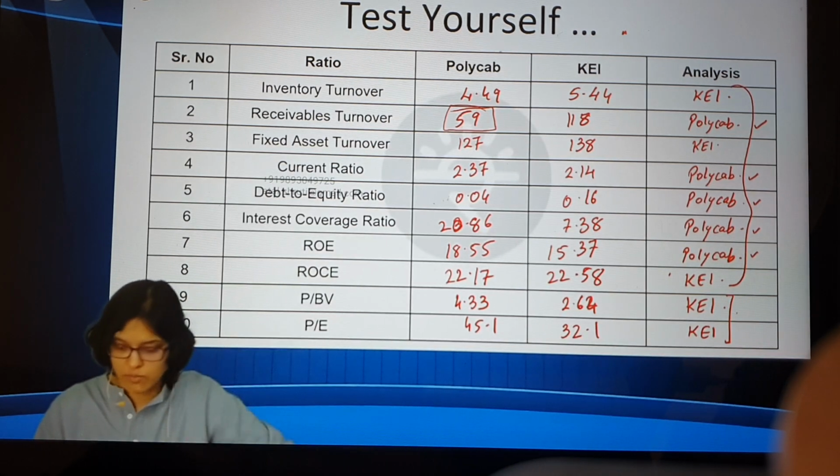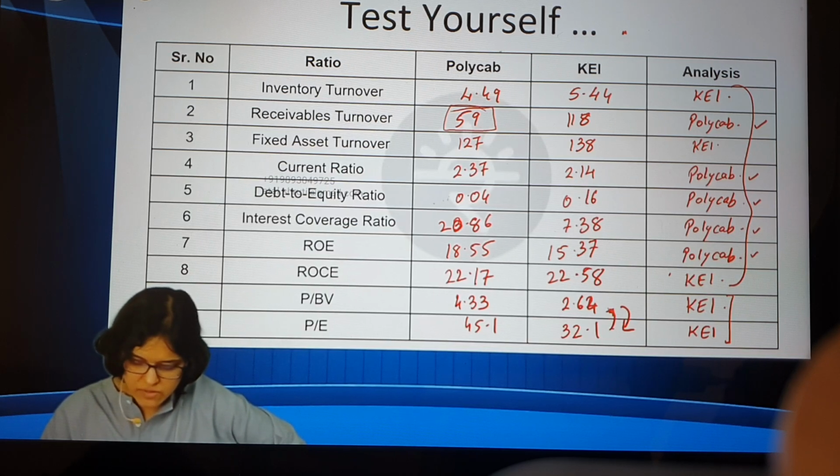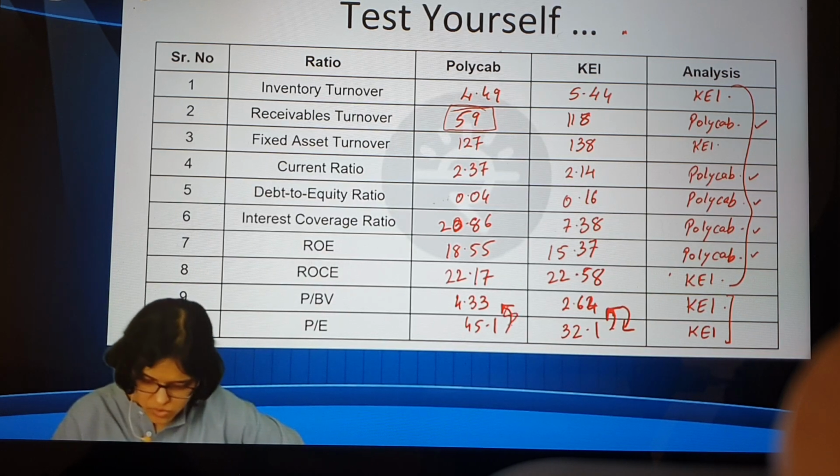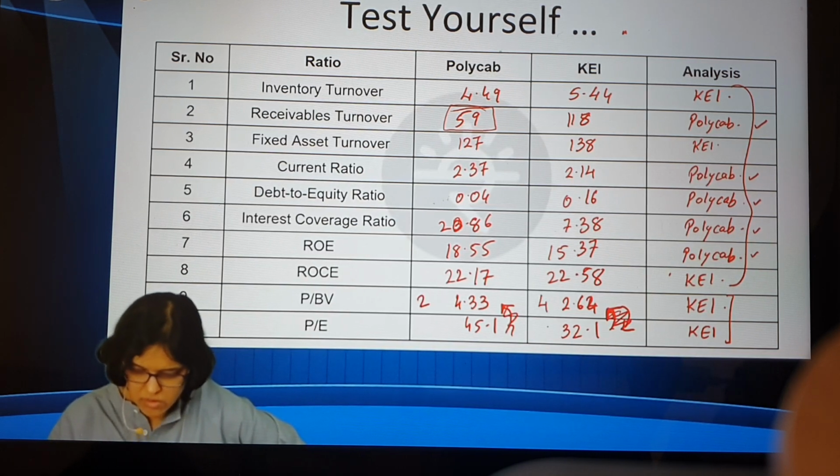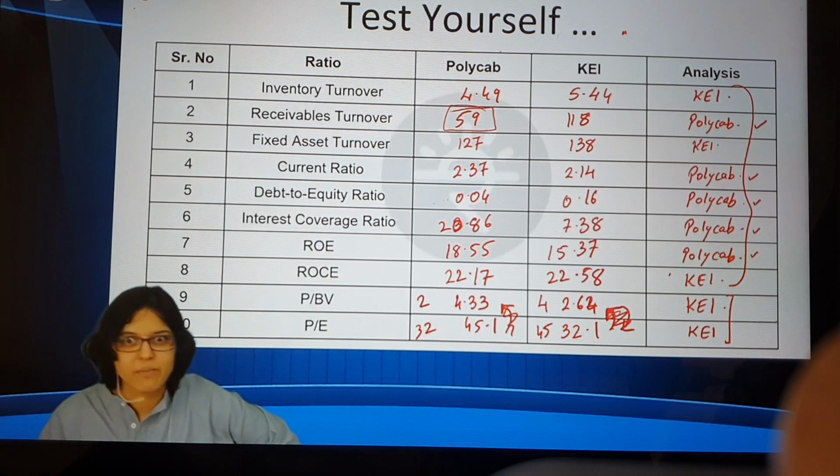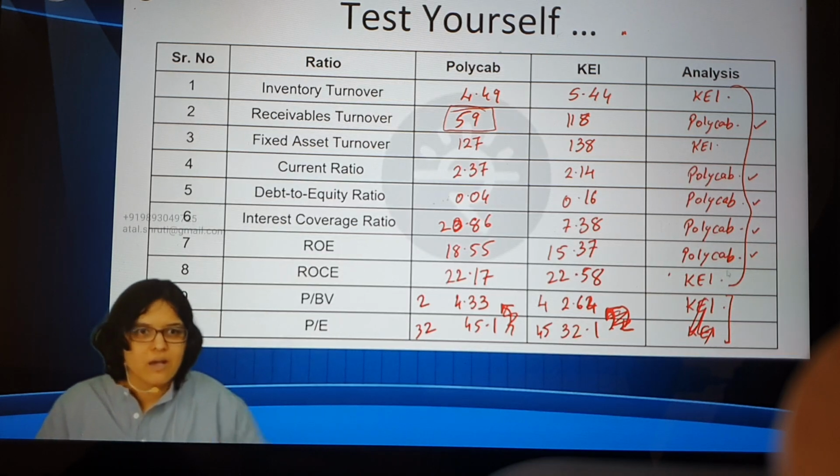Now let's assume that this would have been exactly the opposite. Assume that this would have been 2 and this would have been 4, and assume this would have been 32 and this would have been 45. Then should you jump and buy? Jump and buy directly. Why? All financials are good, plus it is not trading at such a high value. Are you with me? Yes.